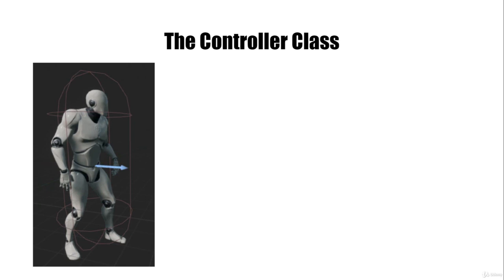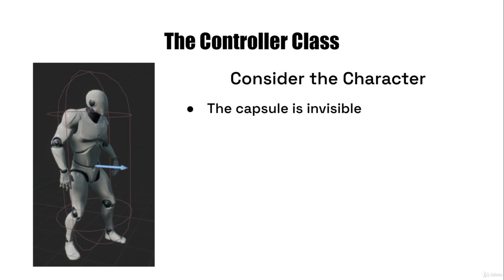It's the capsule that actually collides with objects in the world, because if most objects collided with the mesh itself, this would require too many calculations to detect those collisions. Now, why don't we consider some of these things on the character for a moment? The capsule component is invisible in the game. Sure, you can set it to be visible, but typically you don't want to see it. So it's an entity that exists on the character that you cannot see.